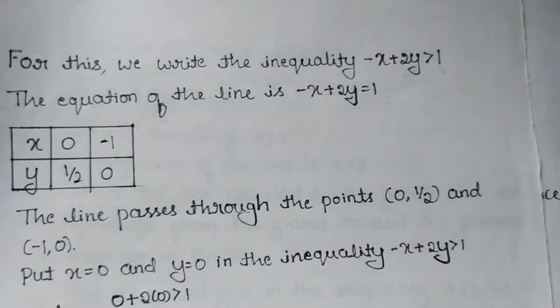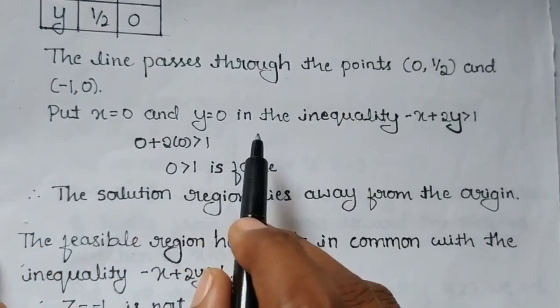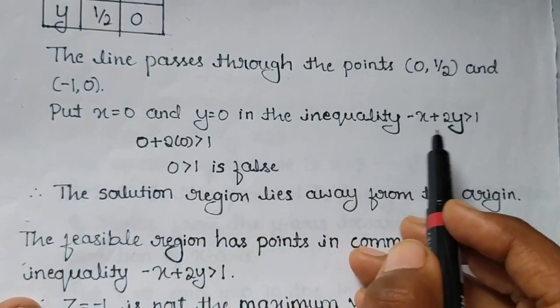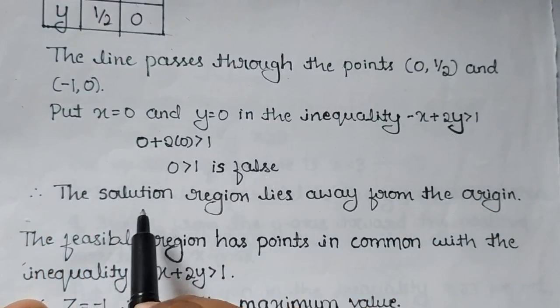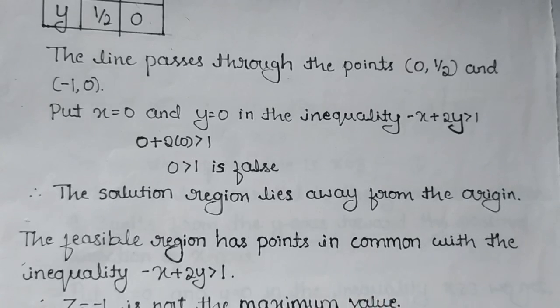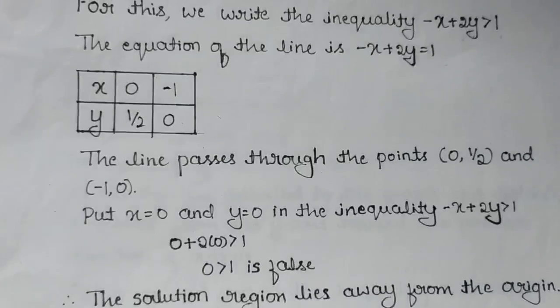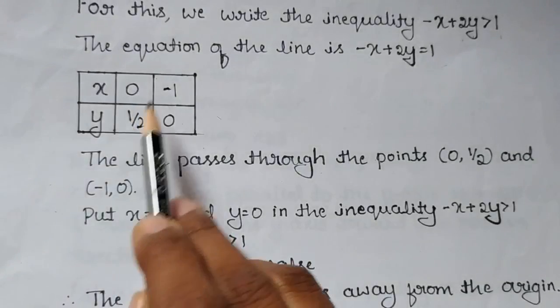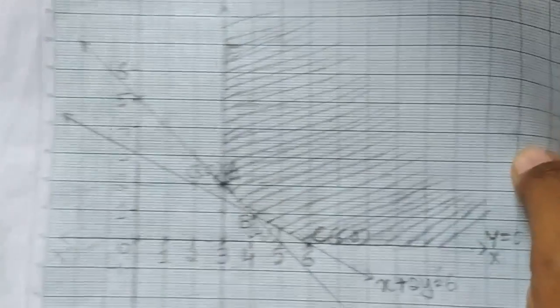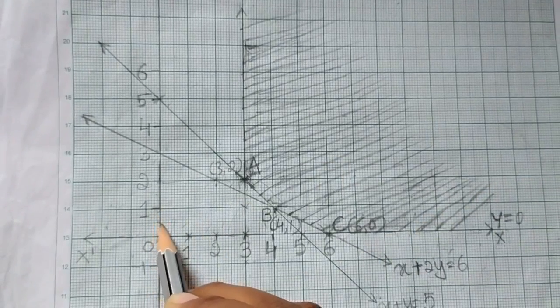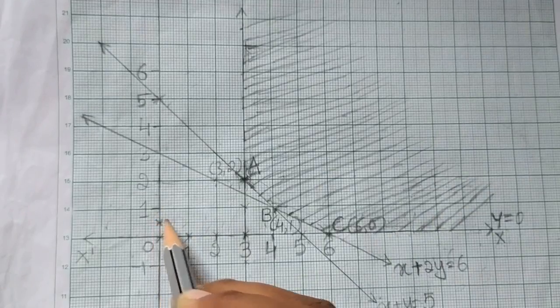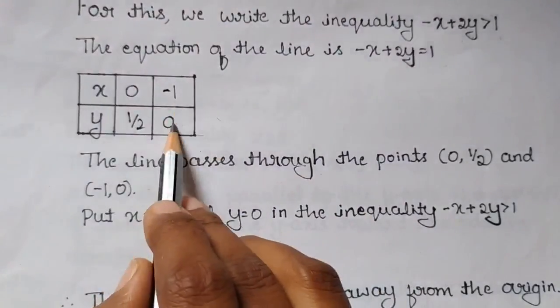Next, to find the solution region, substitute the origin in this inequality. We get 0 greater than 1, which is false. Then the solution region lies away from the origin. Let us plot the graph for this. Points on the line are 0, 1 by 2 and minus 1, 0. X is 0, y is 1 by 2. Point is here. Another point, minus 1, 0.